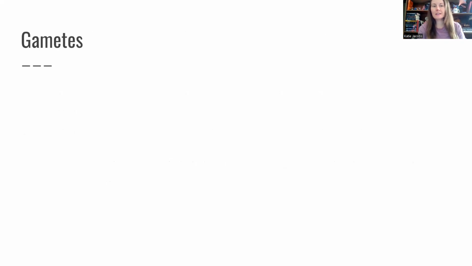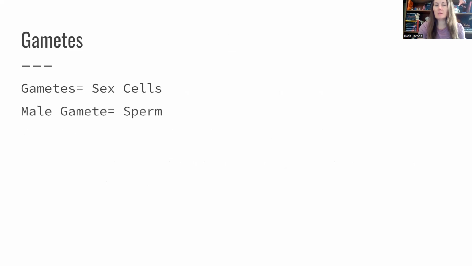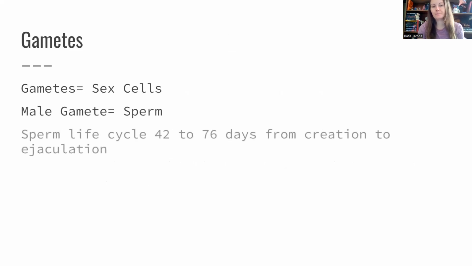So we're going to learn about gametes, and these are basically the sex cells. Male and female bodies have different sex cells. The male gamete is sperm, and sperm actually have a life cycle of about 42 to 76 days from the creation of the sperm through ejaculation.